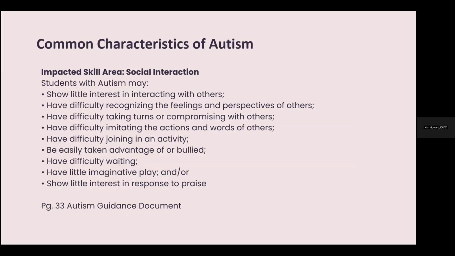As we're thinking about this evaluation, and the social piece, as you remember on that evaluation sheet, was a very important piece of it. So we know that students with autism may have major difficulties with social interactions. So it could be that they don't show much interest in interacting with others. It could be that they don't recognize other people's feelings, or show empathy or understand other people's perspectives.